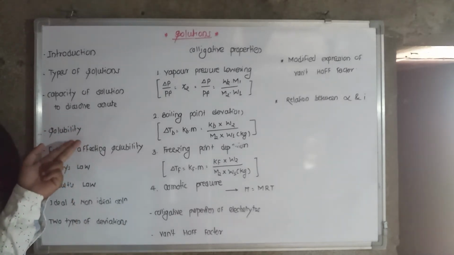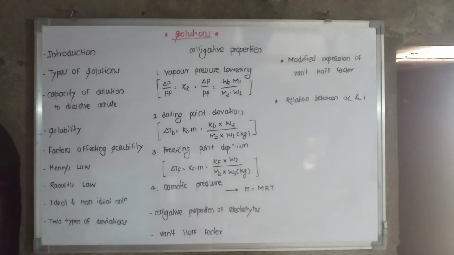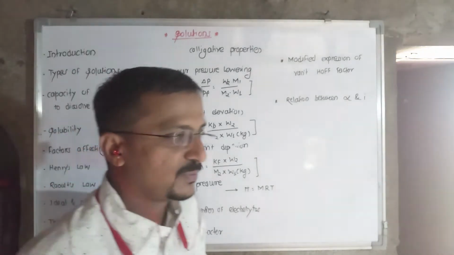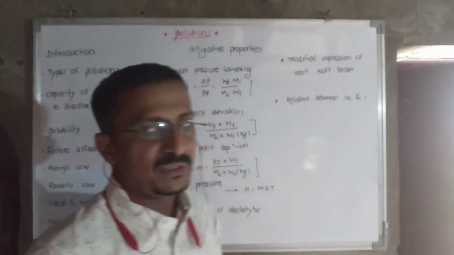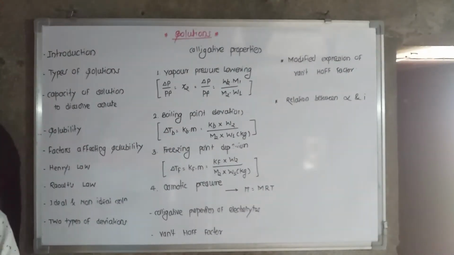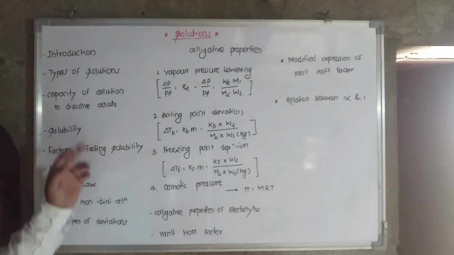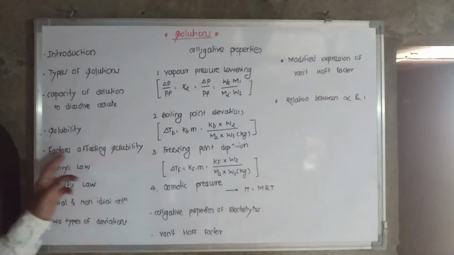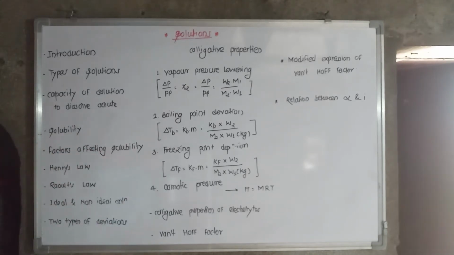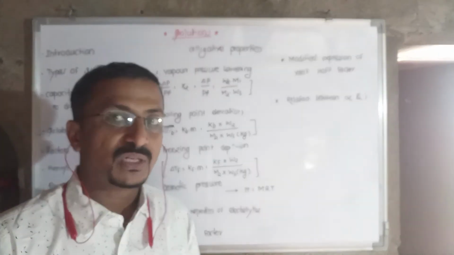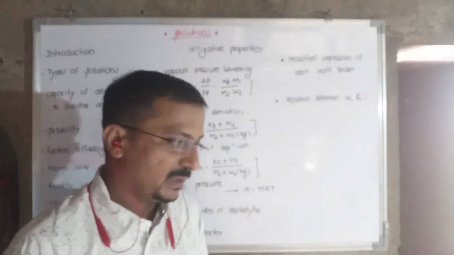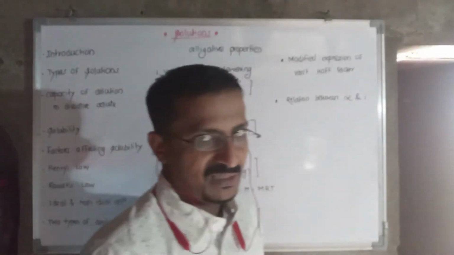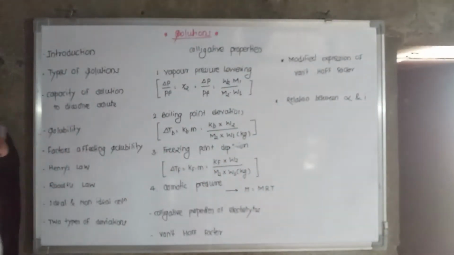Next we see the solubility. This is the definition: the capacity of a solvent to dissolve solute at a given, constant temperature. Under the solubility point, we studied the factors affecting solubility: the effect of nature of solute and solvent, the effect of temperature, and the effect of pressure. All these things we studied.